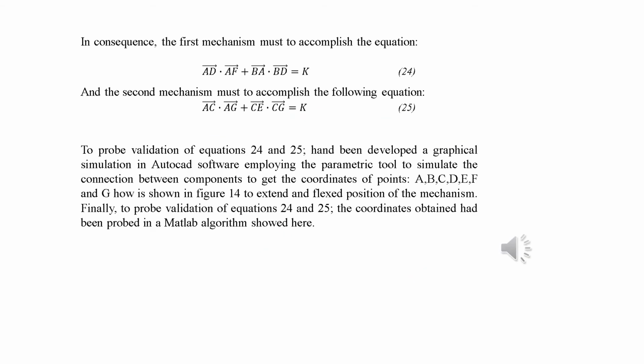In consequence, the first mechanism must satisfy equation 24, and the second mechanism must satisfy equation 25. To prove the validity of equations 24 and 25, a graphical simulation was developed in AutoCAD software employing the parametric tool to simulate the connection between components to get the coordinates of points A, B, C, D, E, F, and G, as shown in figure 14, for a standard and a flexed position of the mechanism. Finally, the coordinates obtained were tested in a MATLAB algorithm shown here.